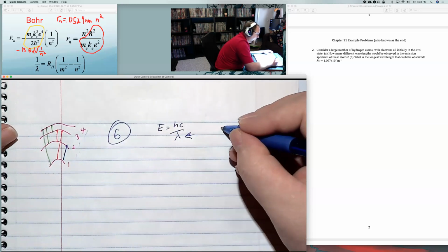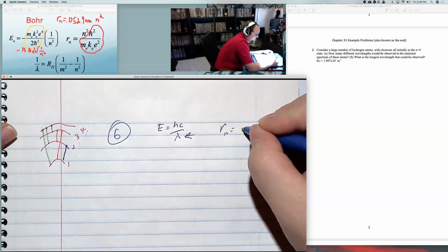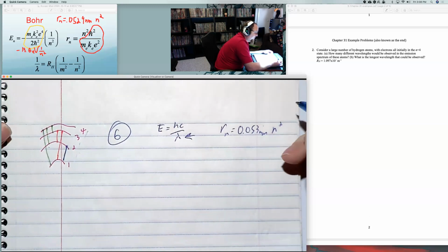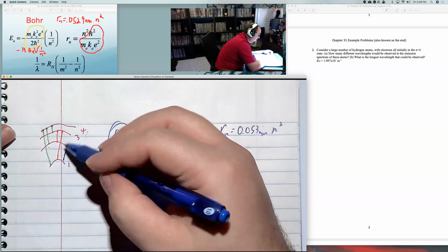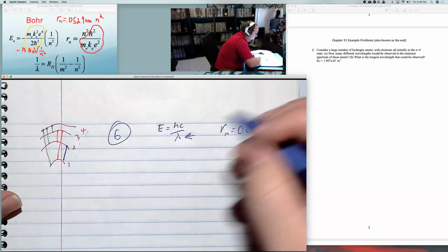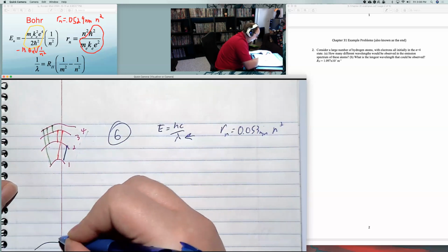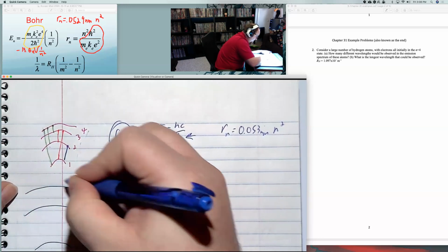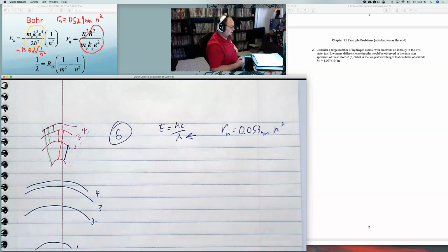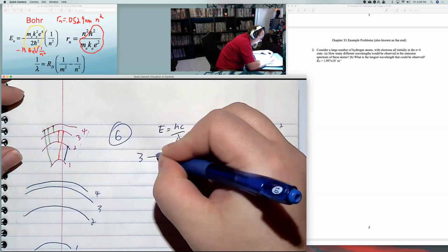But something else to keep in mind: the radius is given as a constant times n squared. And something I talked about in class is that these get closer as they go out. I drew this with one gap bigger and the others smaller, but really, to scale, it should be more like here's 1, here's 2, here's 3, here's 4. The further out you get, the closer the energy levels get. So the smallest gap will be the smallest energy, the longest wavelength, and the smallest gap is when we go from 3 to 4.